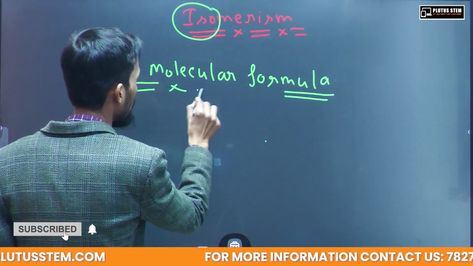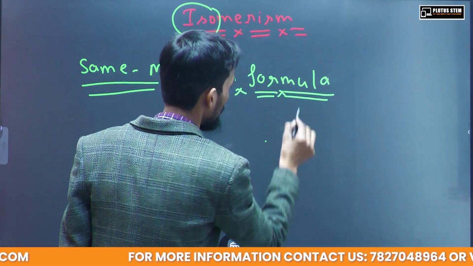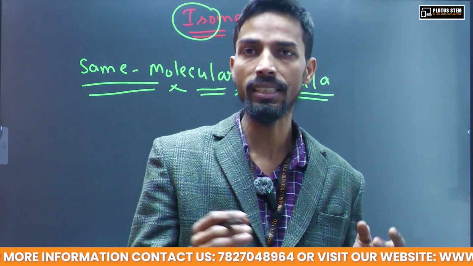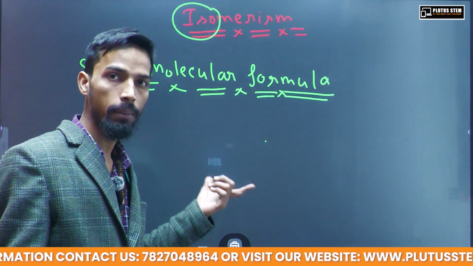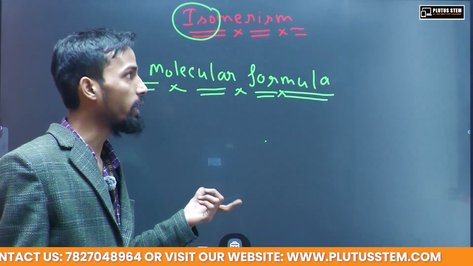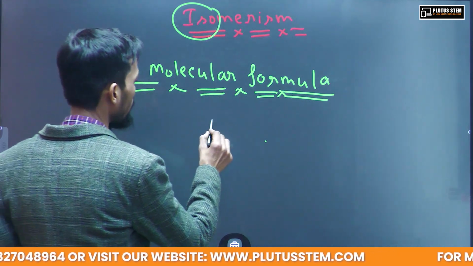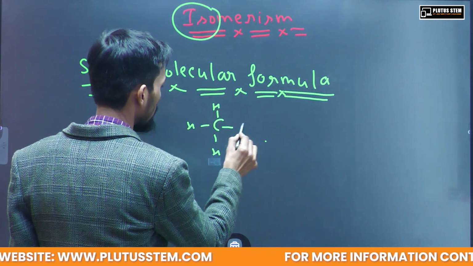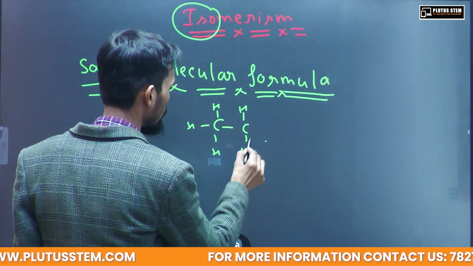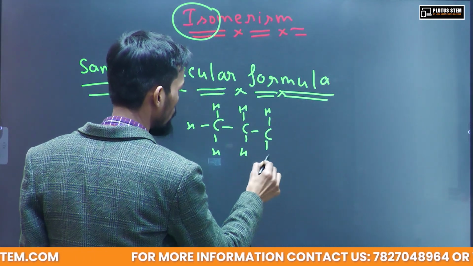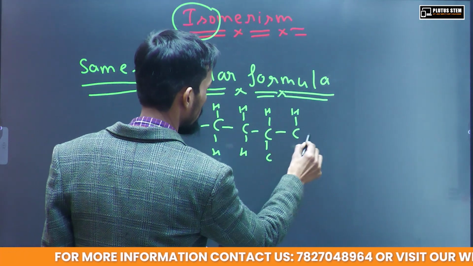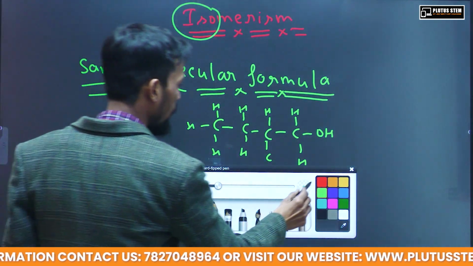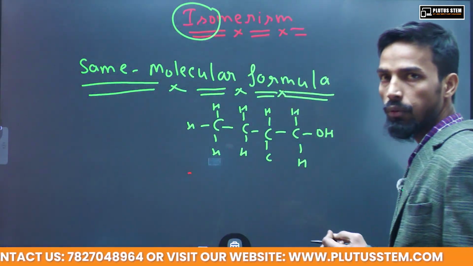If anyone doesn't know what a molecular formula is, it means the exact number of constituent elements in a compound. Like if this is our compound, CH3, CH2, CH2, CH, OH, like this.